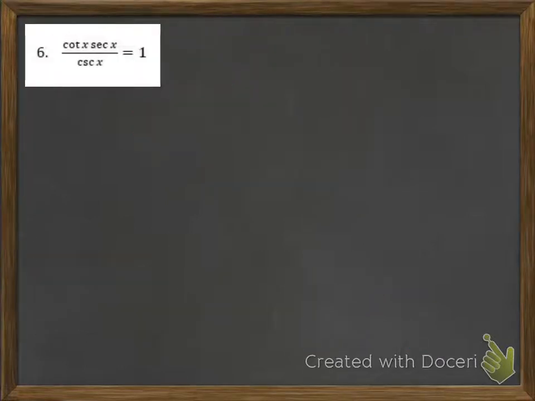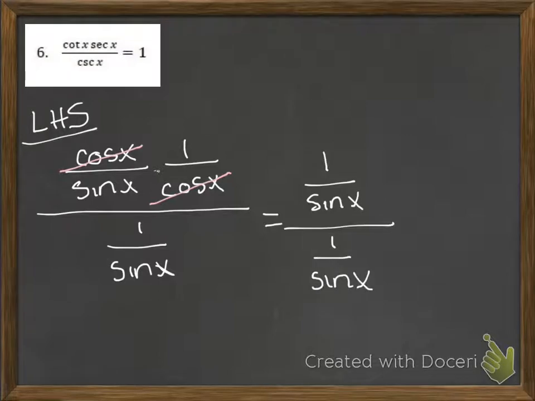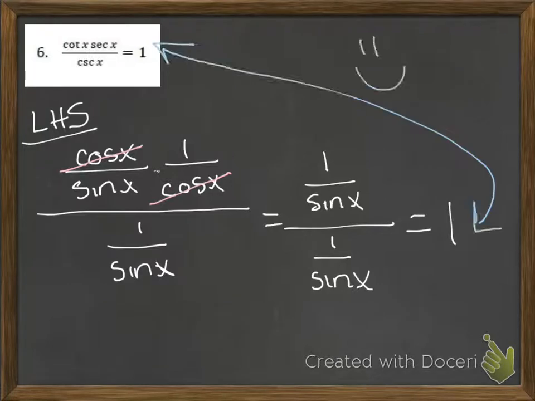I'm going to approach problem 6 in a similar way where I start with the more complicated looking side. So first I'm going to work with the left-hand side and rewrite everything in terms of sine and cosine. In the numerator, the two fractions, we've got cosine x in the numerator of one and then cosine x in the denominator of another, and so those two will cancel each other out, leaving us with 1 over sine x on top, and then also 1 over sine x on the bottom. And so anything divided by itself gives us a result of 1, which is the same thing as the right-hand side.